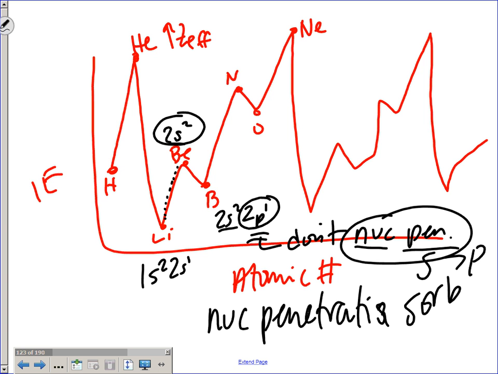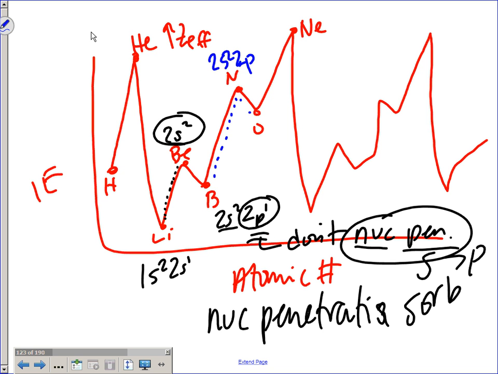Okay, so that's why we see this wiggle here, because we've essentially entered the P block, and P block electrons are less attracted to their nucleus than s orbital electrons. Yes. Okay, then boron increases in the trend. Great. And then, oh my gosh, we see this again. So this is 2s, 2p.